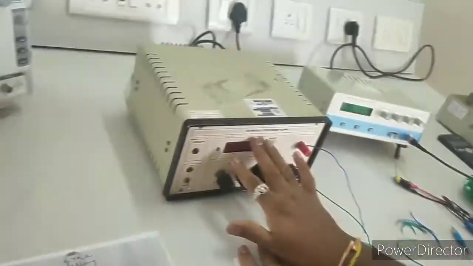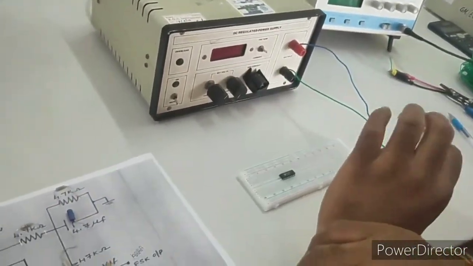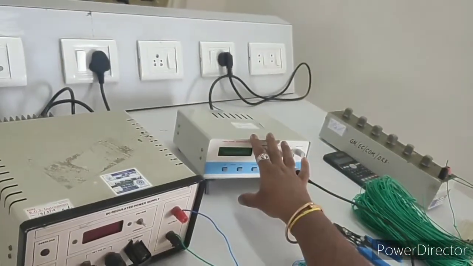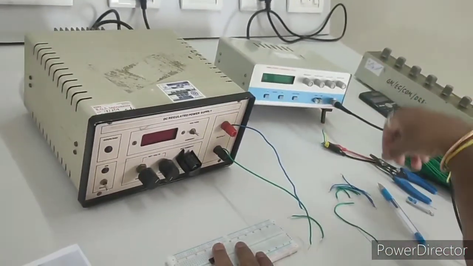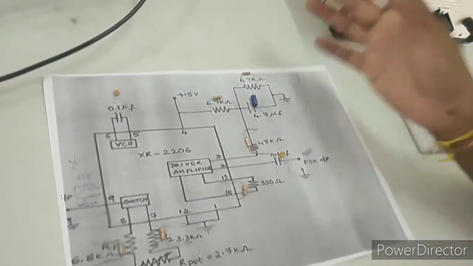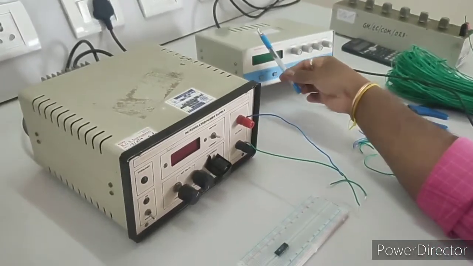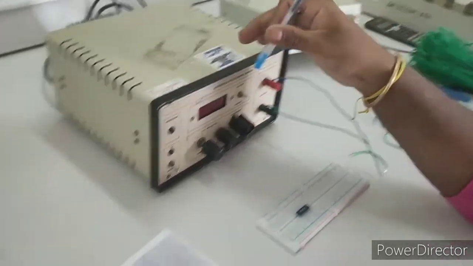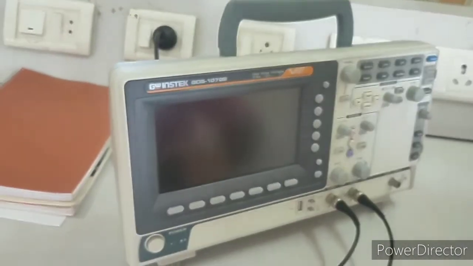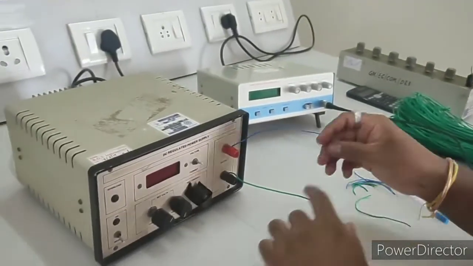For this we have a single channel DC regulated power supply, and one FG we are using to apply the message signal to the carrier. The carrier is generated by the IC itself, no need of another FG for that. Only one FG is enough to apply the message signal externally. The single channel power supply is to bias the IC, and a DSO is to measure the output signals. Now I am going to directly show the connections.